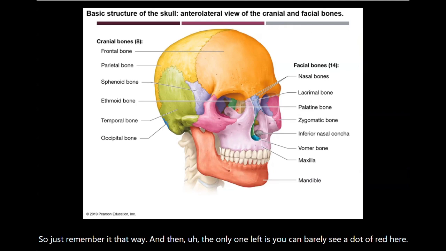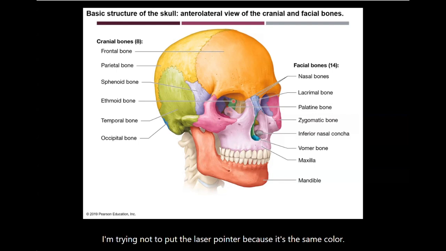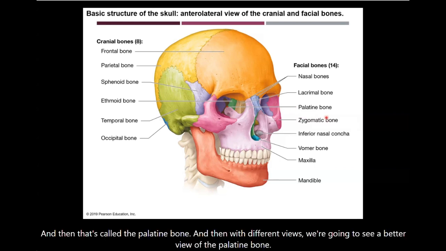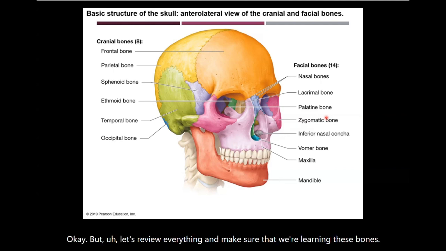And then the only one left is, you can barely see a dot of red here. I'm trying not to use the laser pointer because it's the same color. That's called the palatine bone. With different views, we're going to see a better view of the palatine bone, okay? But let's review everything and make sure that we're learning these bones.